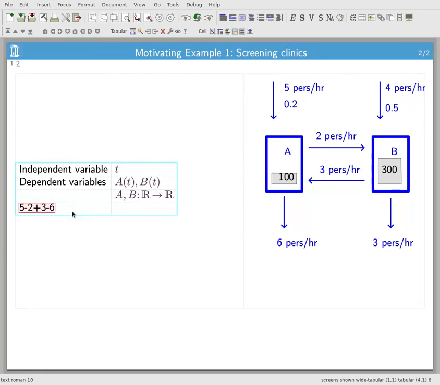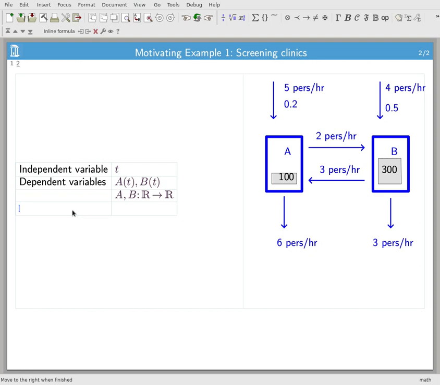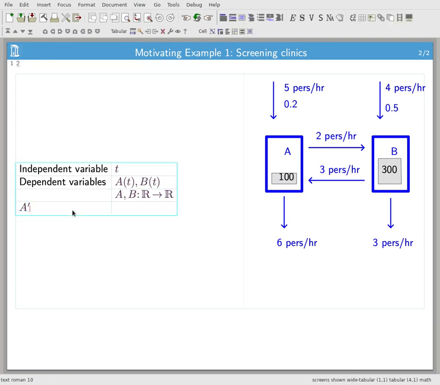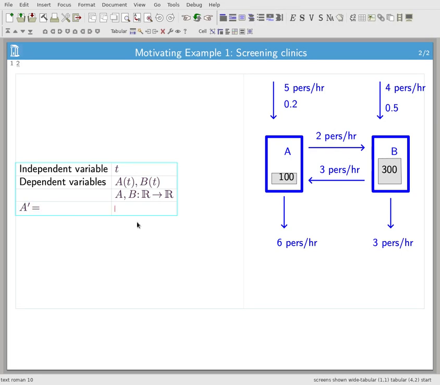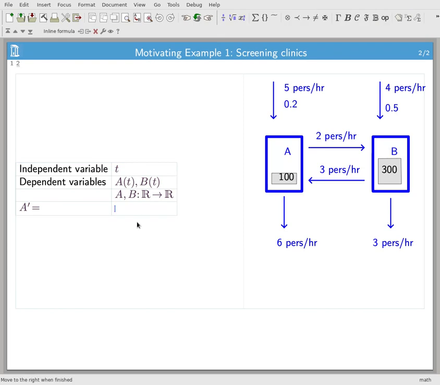So now, what is the rate of change? Well, let's start off with clinic A, and we're going to be coming up with a formula for the derivative A prime, namely the rate of change of infected persons in clinic A. This is going to be given by the following terms. We have 5 persons coming per hour, and the probability that one of these persons is infected is 0.2. So we have the incoming flux of 0.2 times 5.